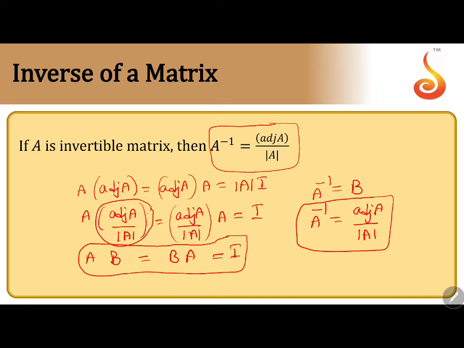So to find the inverse of a matrix, we need to find det A. First of all, det A is not equal to 0. That means non-singular matrix, then only inverse exists. After that, we need to find the adjoint of a matrix. So how to find the adjoint of a matrix? We need to find the cofactor matrix and take the transpose of the cofactor matrix. We get adjoint. Finally, A inverse equal to adjoint A by det A.